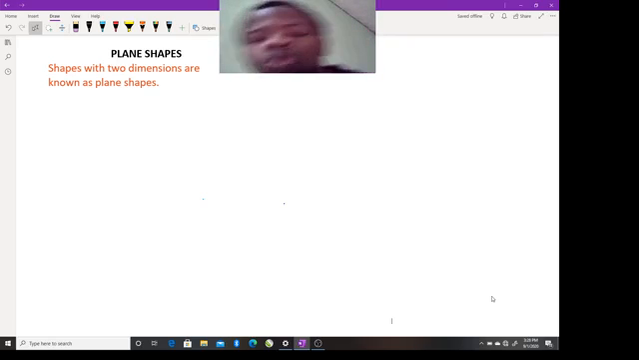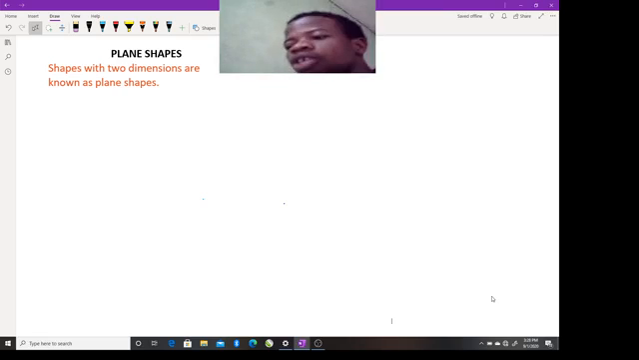Today we go to plane shapes. I've treated a part of it. Yes, I treated a part of plane shape. Now I'm going to do another part of it. So under plane shape, what are plane shapes? They are shapes with 2 dimensions. They are shapes that you only measure by virtue of just 2 dimensions. You can have just the length and the breadth.